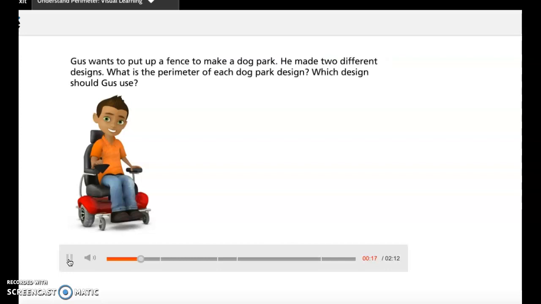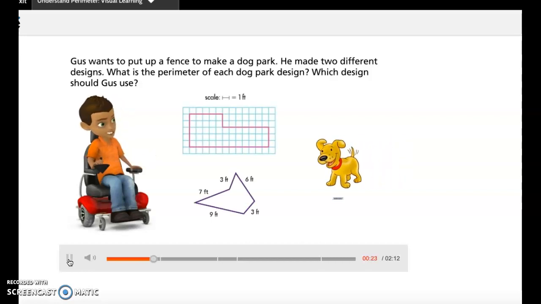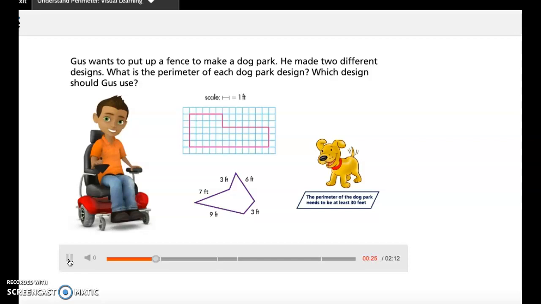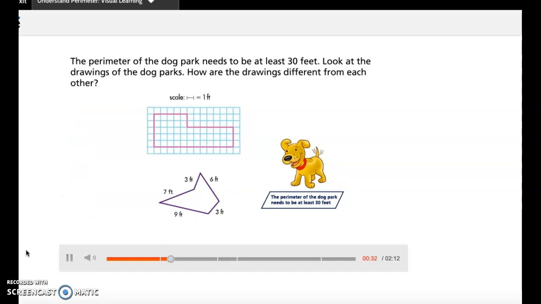Gus wants to put up a fence to make a dog park. He made two different designs. What is the perimeter of each dog park design? Which design should Gus use? The perimeter of the dog park needs to be at least 30 feet.